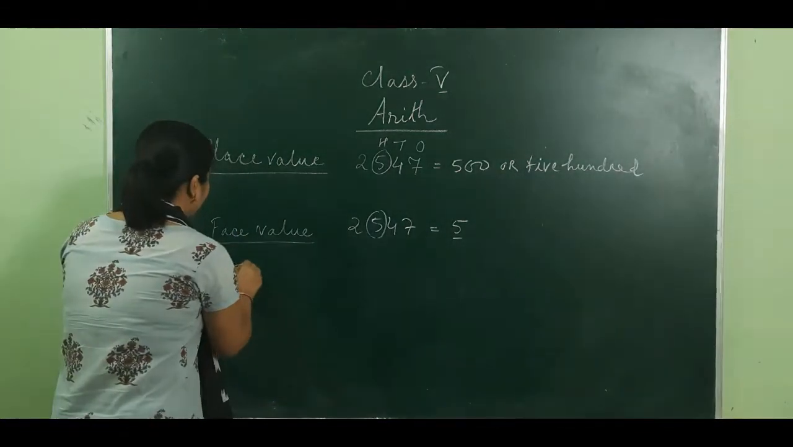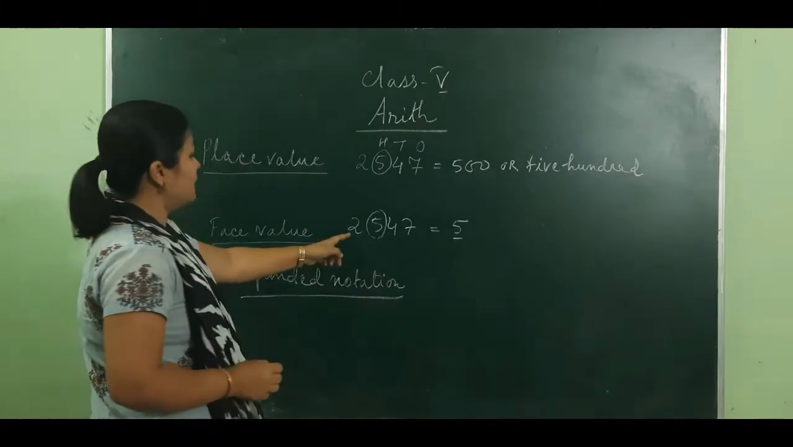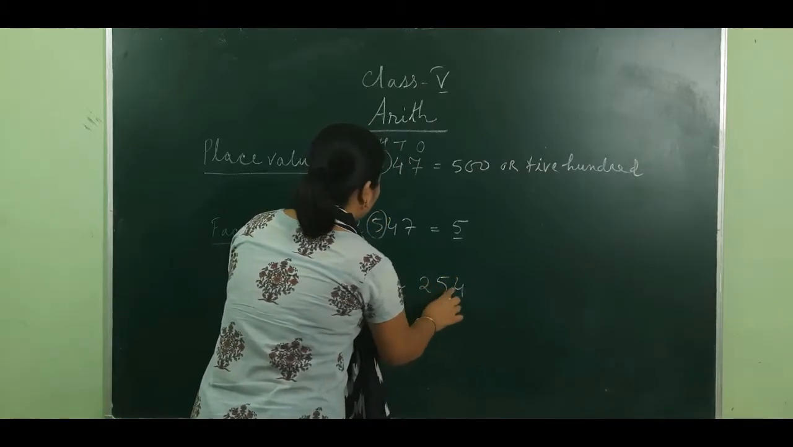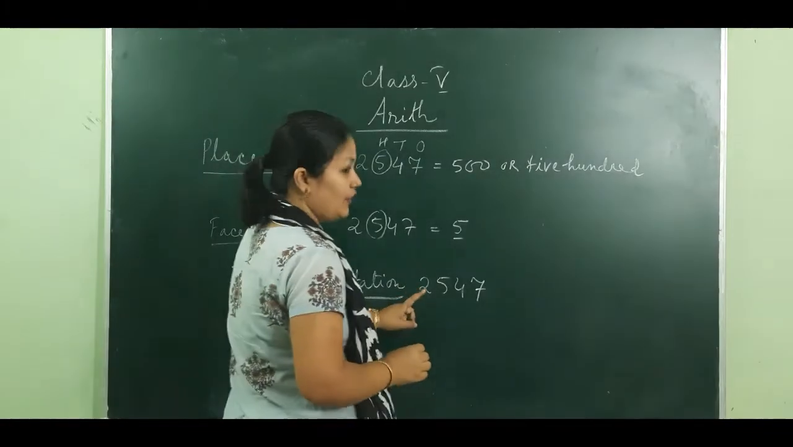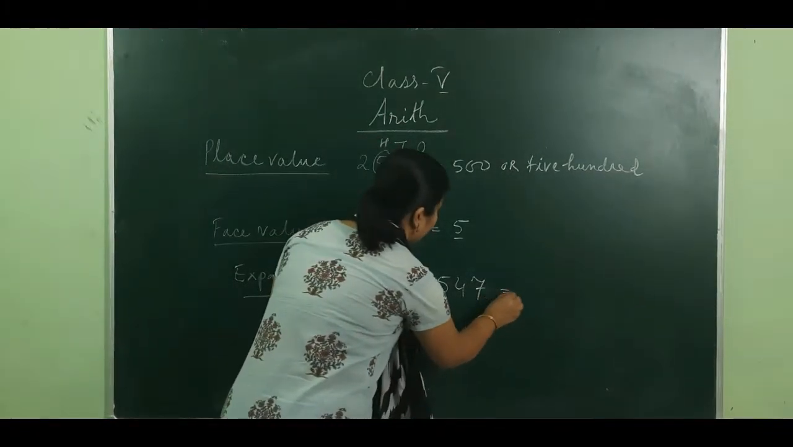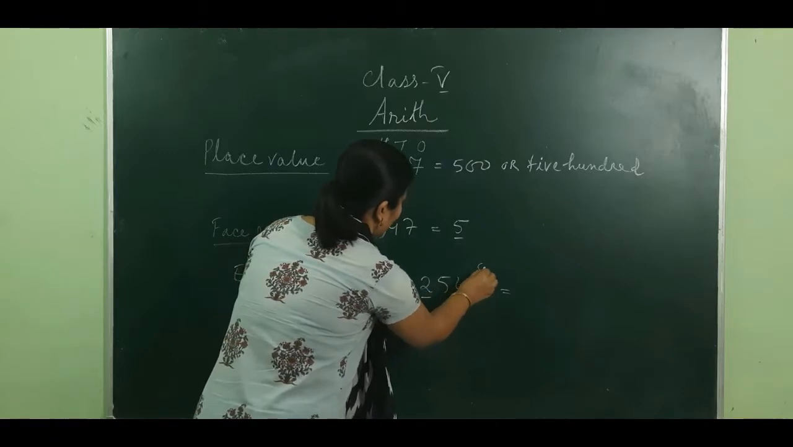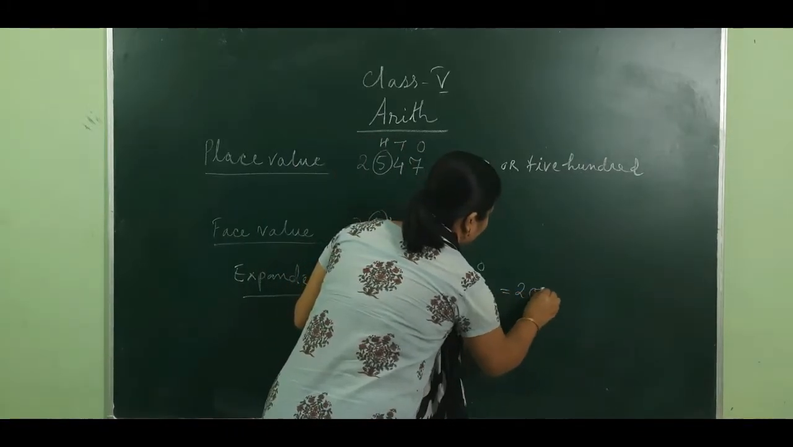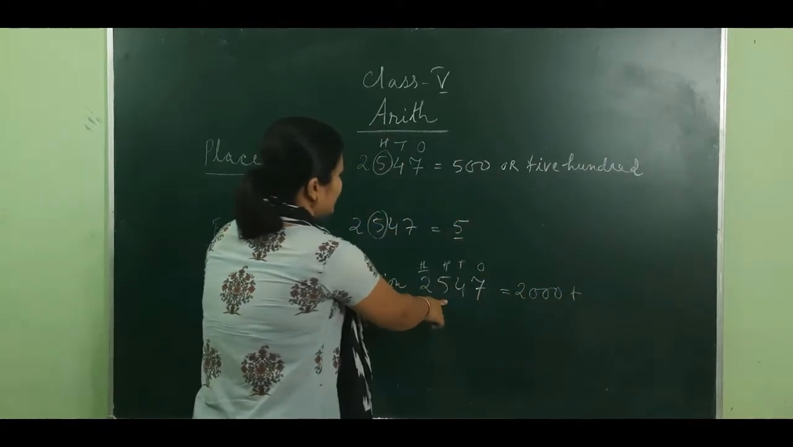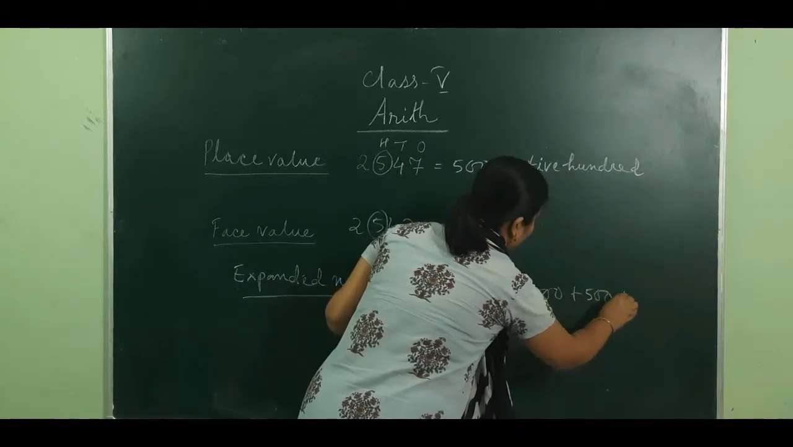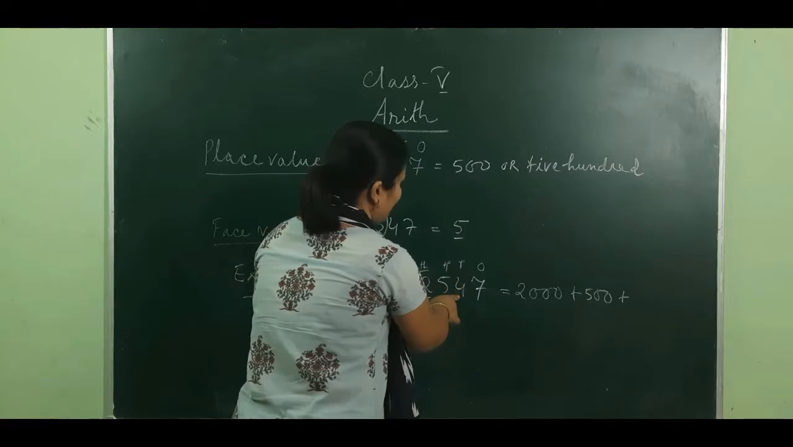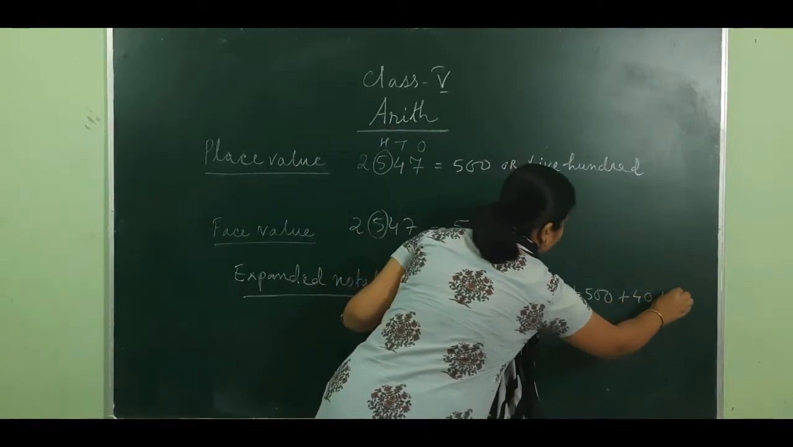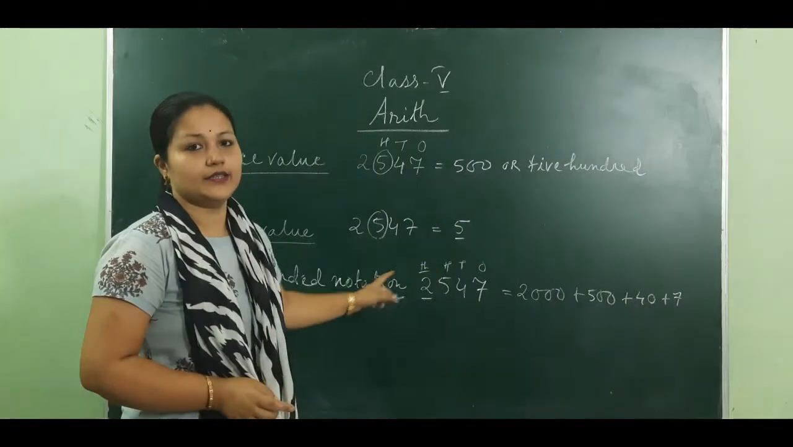Then we have expanded notation. The same number we will take for this expanded notation: 2547. If you have to write it in expanded notation, we will write like this. Suppose 2 is in 1, 10, 100, 1000, so we will write 2000. 5 is in the 100 place, we will write 500. And 4 in the tens place means 40. Then 7 is in the ones place, means 7. So this is the expanded notation of this number.